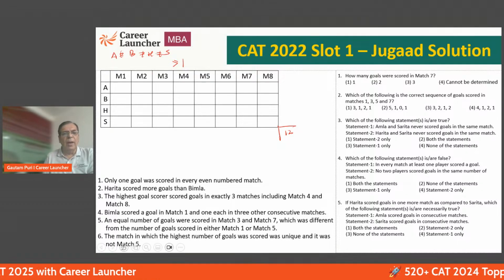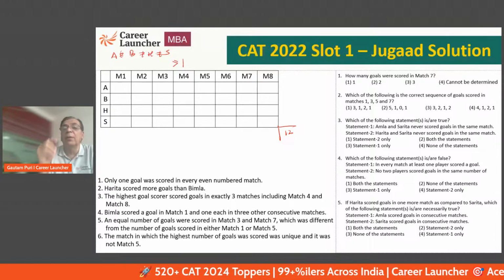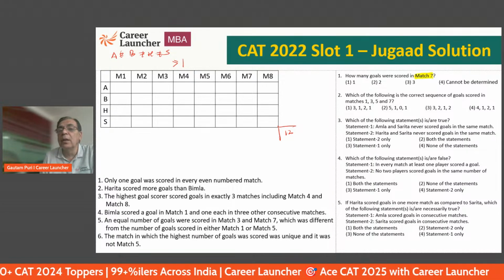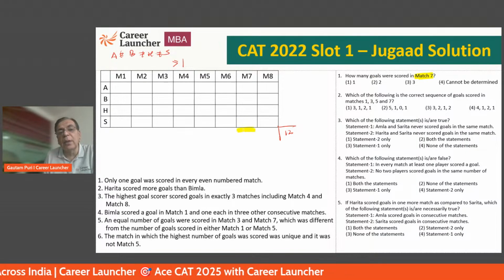Okay. Now, as usual, before I start doing the set, what will I do? I'll identify what is the information that the questions are giving me. Question 1: how many goals were scored in match 7? So I need to find out this number.